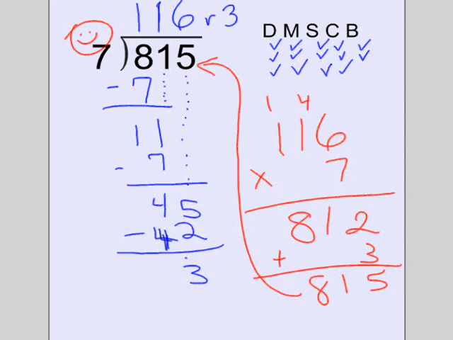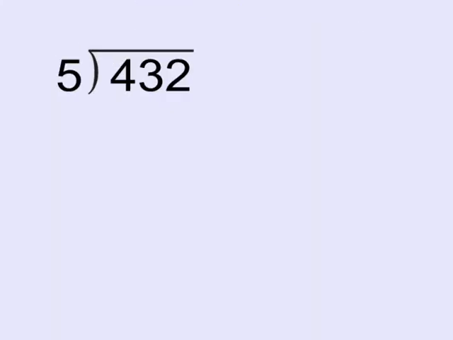Let's try one more problem. Our next equation is going to be 432 divided by 5. Write that down in your notes. 432 divided by 5. Remember our steps. Start out with divide. Can 5 go into 4?